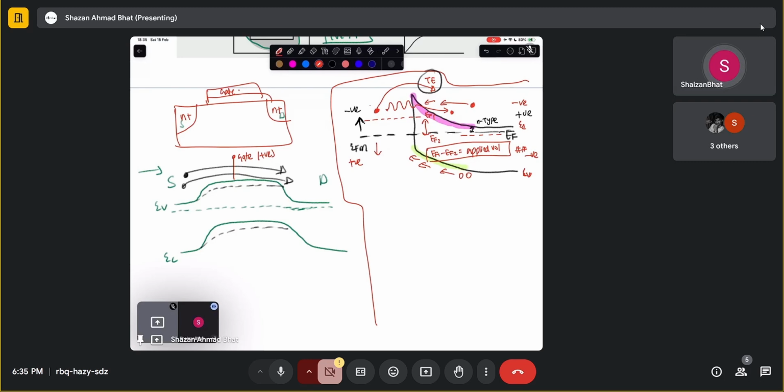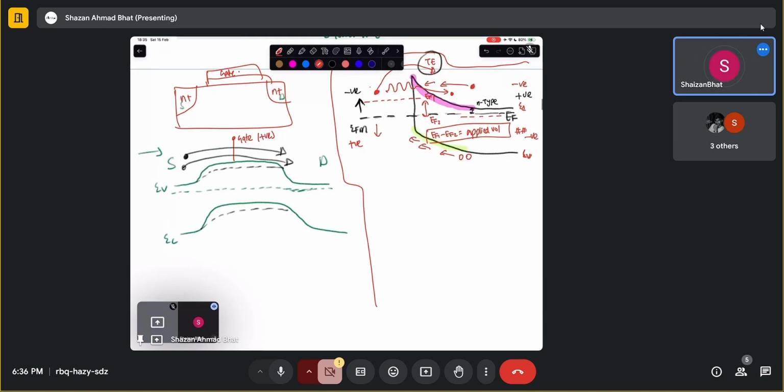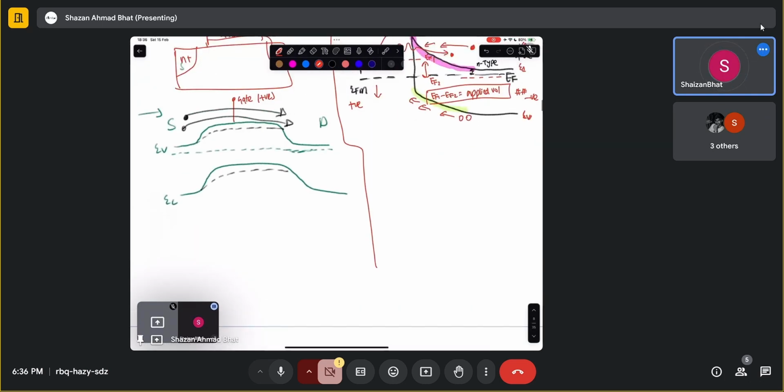Okay, so that is the basic, fundamental case. I was talking about this particular device. What happens is that you apply the gate and you bring the barrier down so that you start the conduction. Now if you apply a voltage here at the drain, earlier only the gate was present.